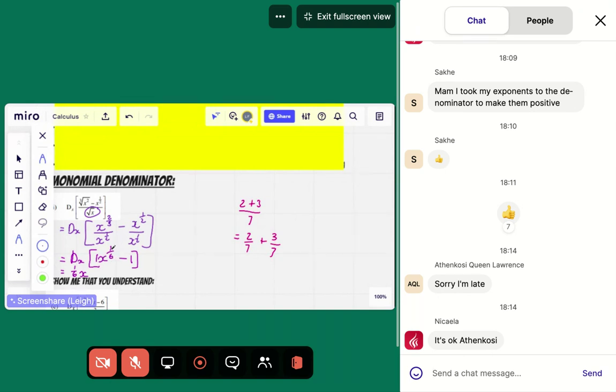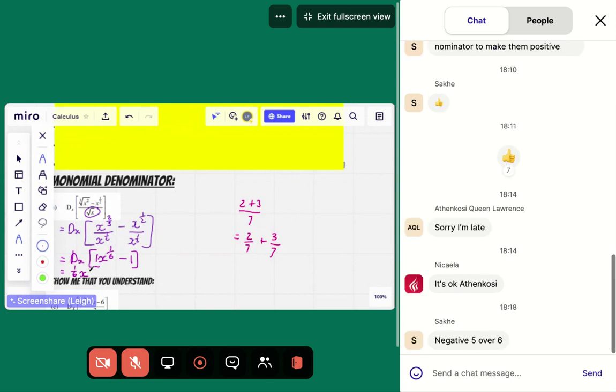Okay, so Sake, could you answer that question for me? If I take 1 away from the exponent, what would I end up with? Negative 5 over 6. Excellent. Perfect. Well done, Saki. That's 100%. Okay, so I'm just going to squeeze that in. My apologies. I hope everybody can see my tiny handwriting over there. I should have left more space.